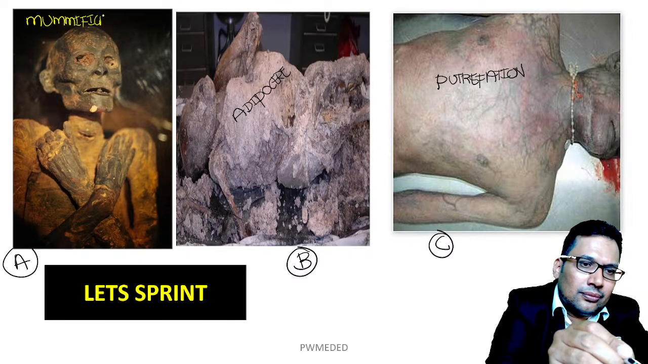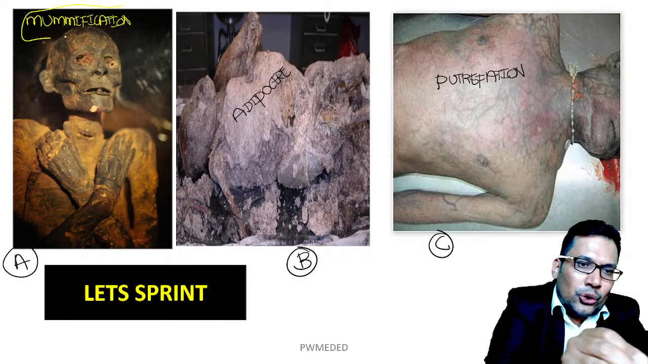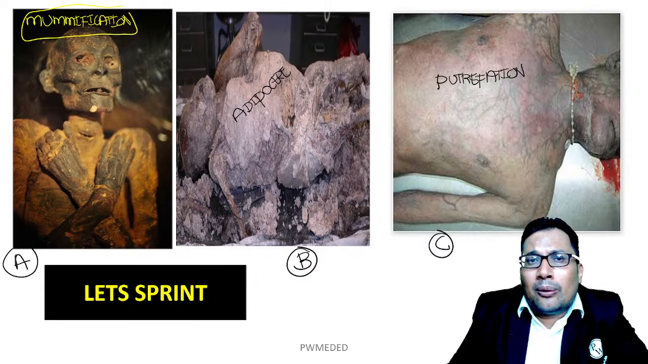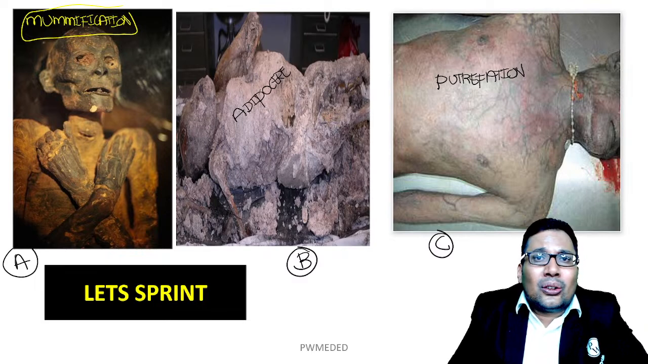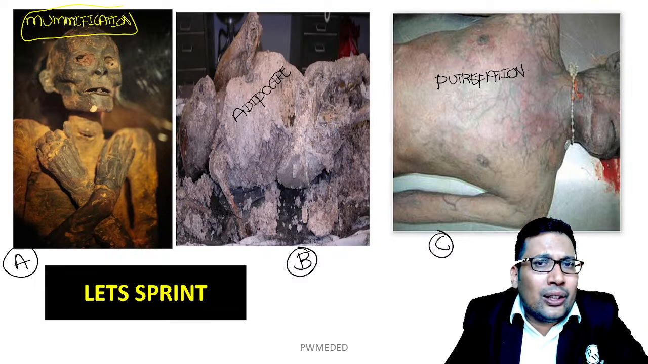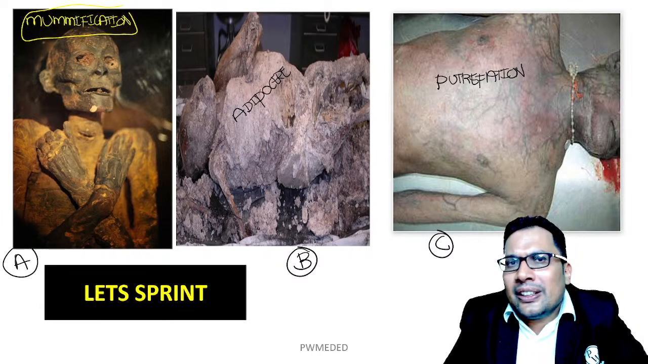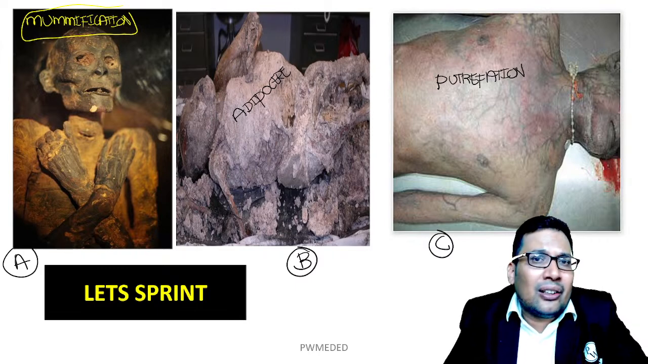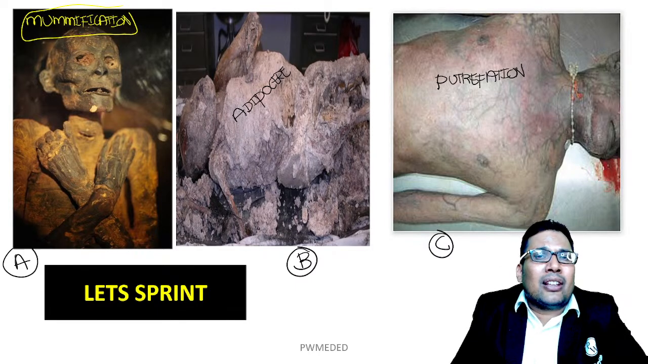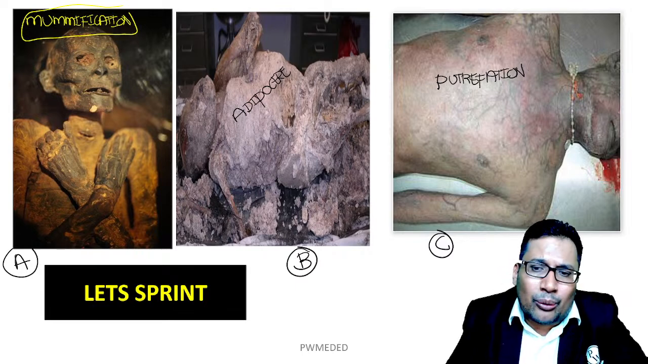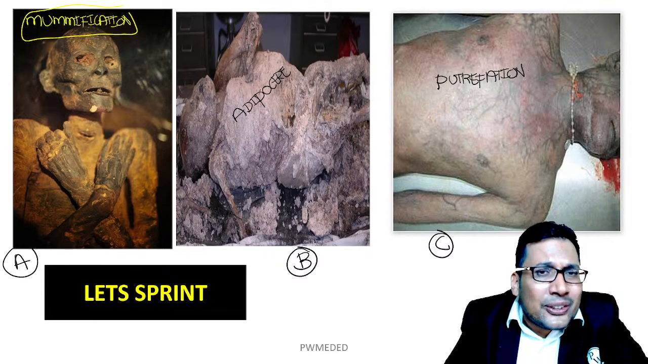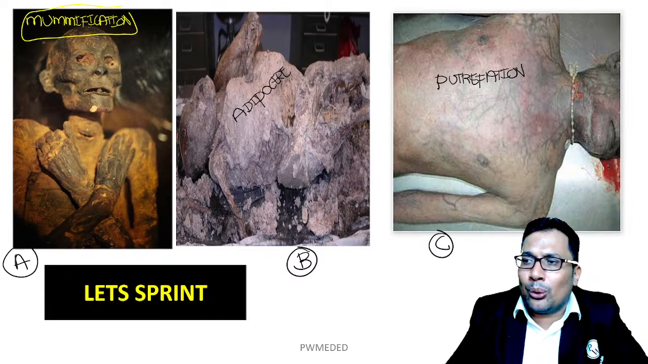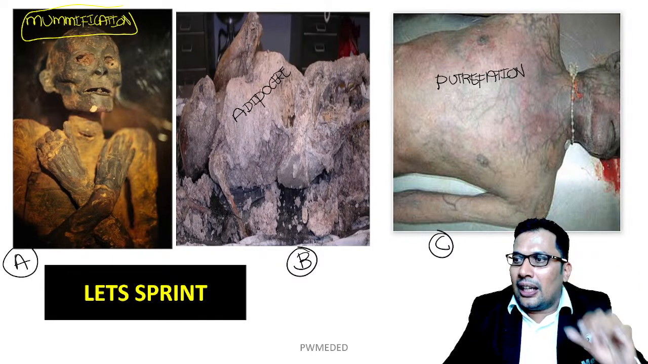Mummification: whenever you see black or brown color, found in high temperature with no humid environment, all this goes in favor of mummification. Whenever you see a warm humid environment in the exam, with white color over the fatty tissues, as in some cases of drowning, it is adipocere formation. When you see foul smell, marbling and all, that is putrefaction. So these are the three important questions asked in the exam.